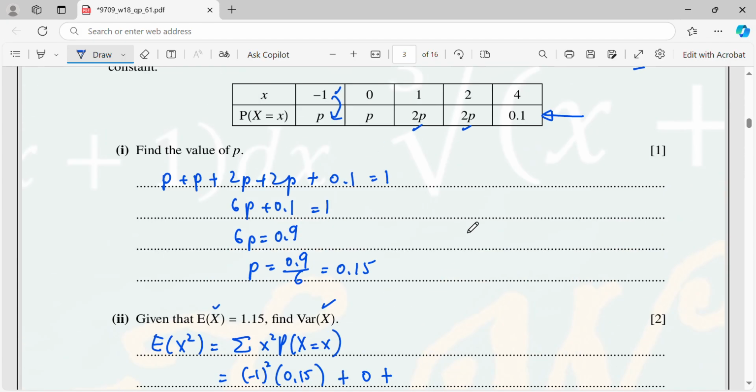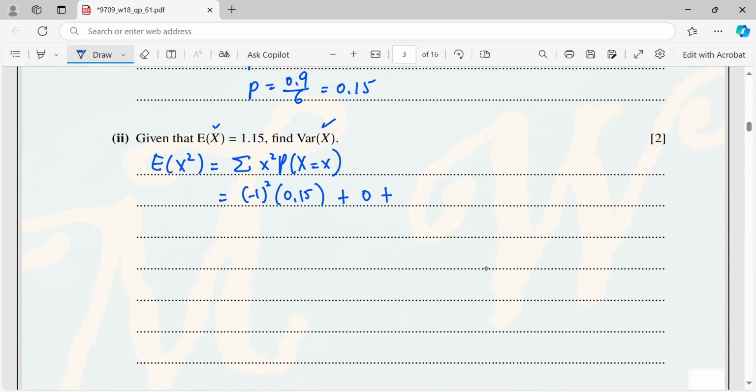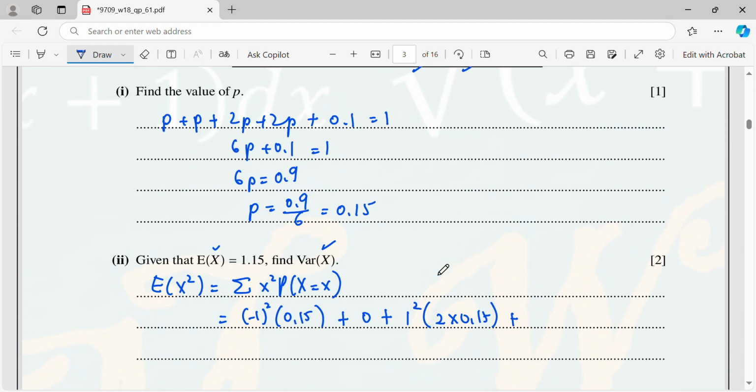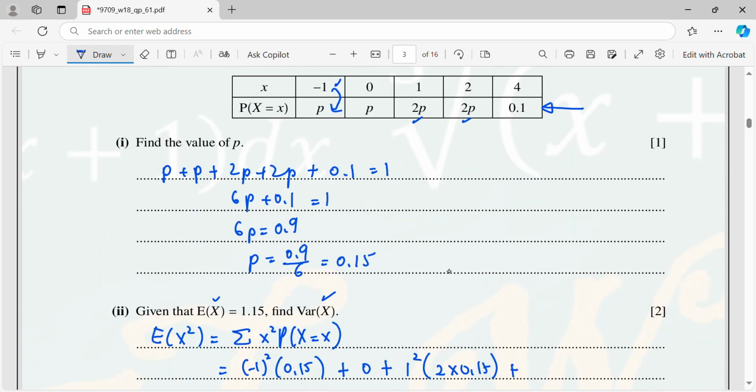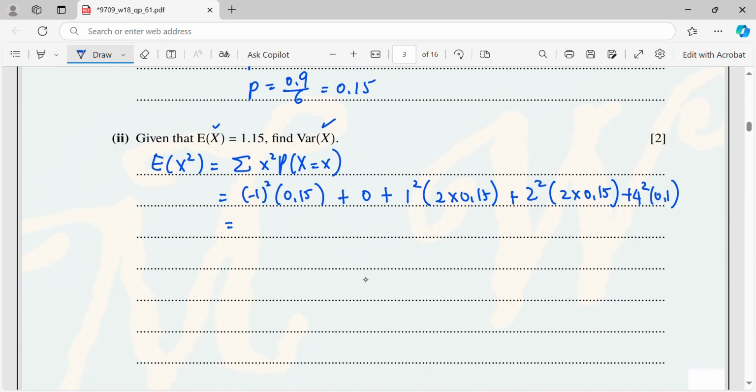Then plus, the next is 1 squared times 2p. So 1 squared times 2p means 2 times 0.15. Plus 2 times 2p, so 2 squared times 2 times 0.15. Lastly, 4 squared times 0.1. Then from here, you will be getting 0.15 plus 0.3 plus 1.2 plus 1.6. That is going to be 3.25.